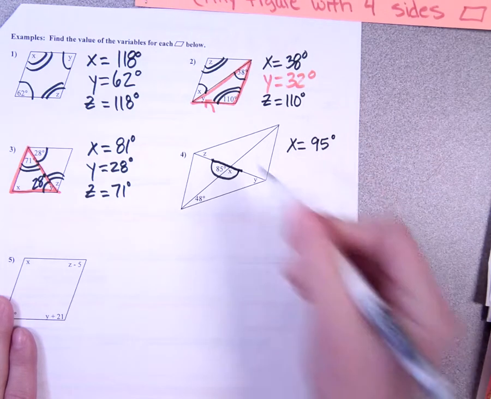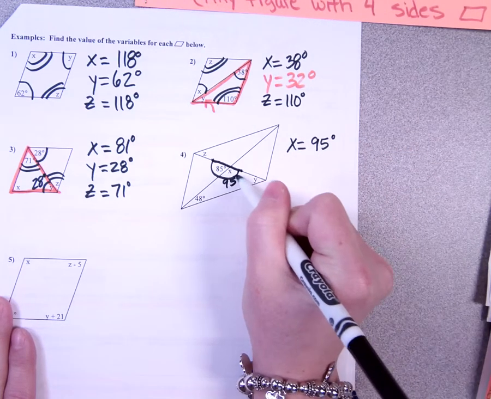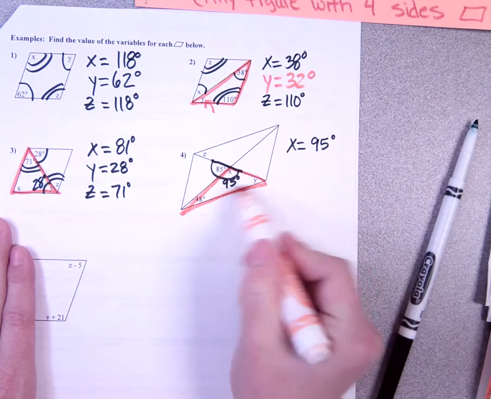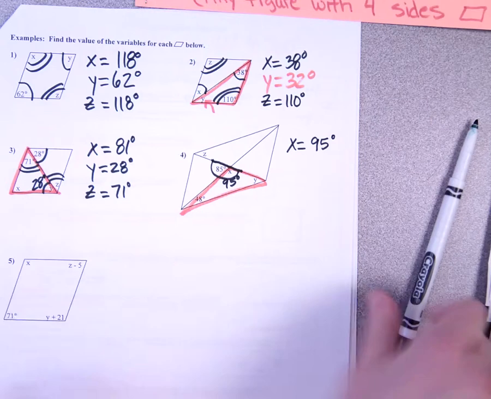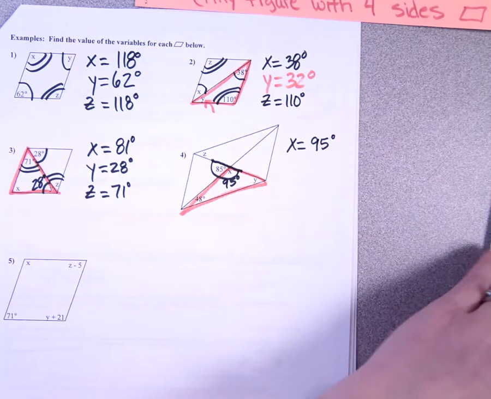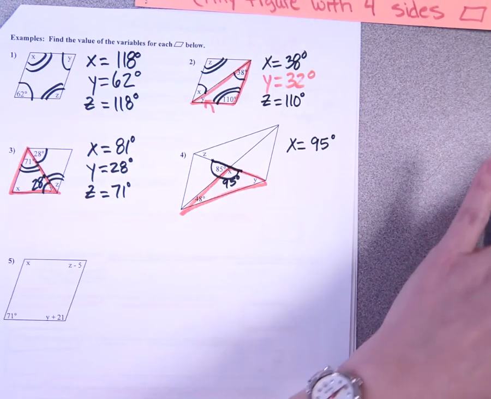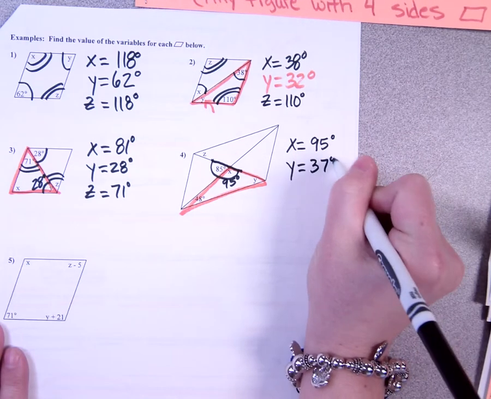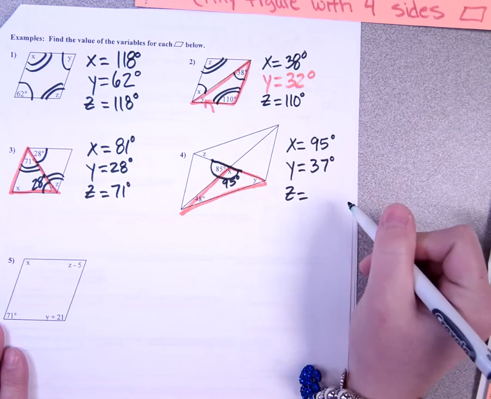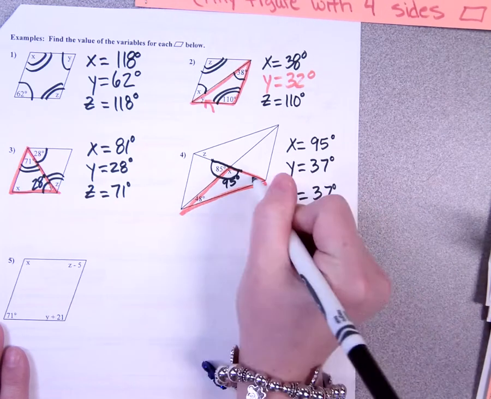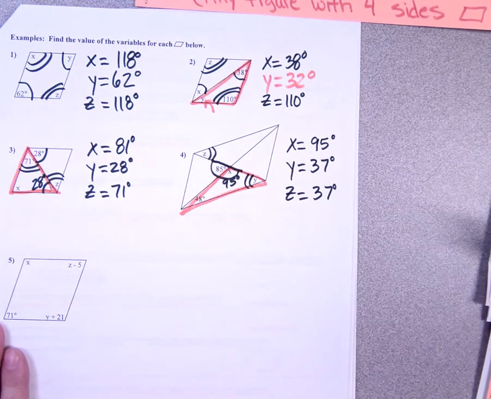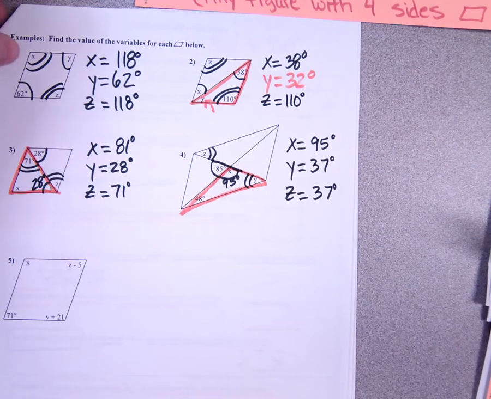95. Okay. And now that you know x is 95, we can find y because this is a triangle, and these 3 angles need to add to be 180. So if you add the 95 and the 48, and then take that away from 180, can anybody tell me what y would be? 37. And then if y is 37, how about z? Z is 37, because the y and the z are alternate interior angles, and alternate interior angles are congruent. So a little bit of some old mixed in with some new.